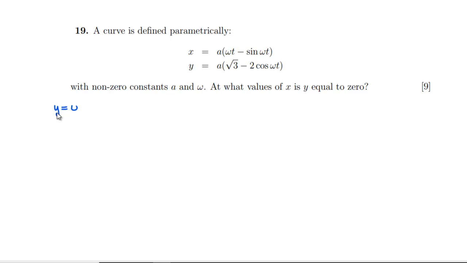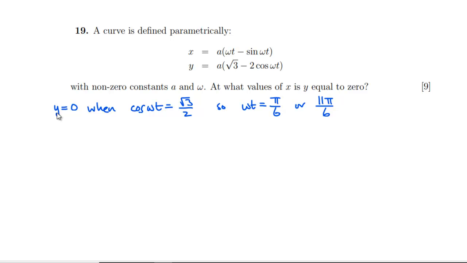So y equals 0 when these things are the same, so when cos omega t equals √3/2. That's when y is equal to 0. So that is when omega t is equal to, well, that's our 30 degrees, so pi by 6. And then we've got a minus pi by 6, so 11 pi by 6. So we've got those, but it's going to cycle around.